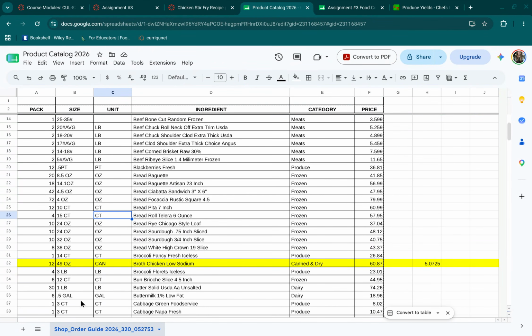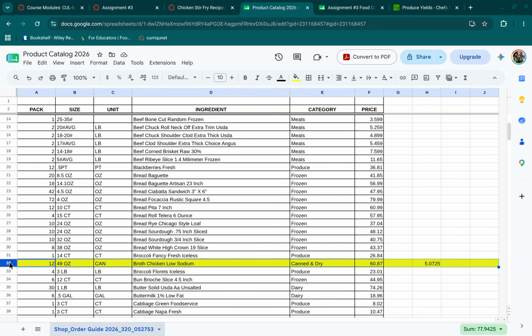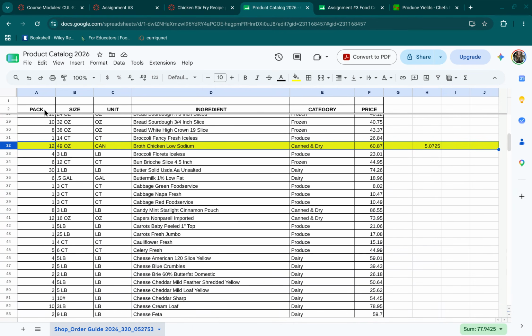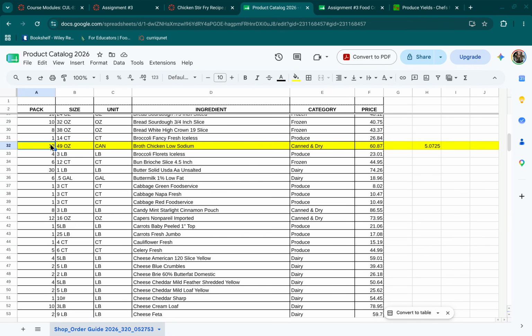Okay, so we will focus on this ingredient here because this is an example I did in class. So the pack column is referring to multiples of a unit. So if you see a number that is greater than 1, you can assume that you're purchasing more than one item for that price. So for example, this is a case of 12 something. I don't know what yet.